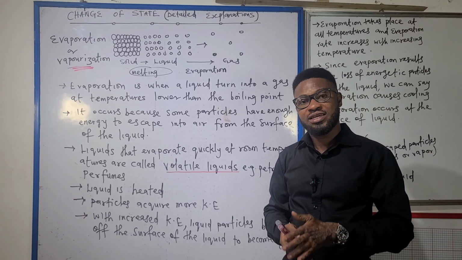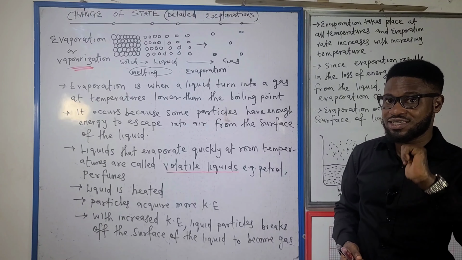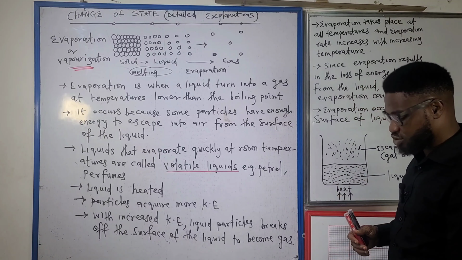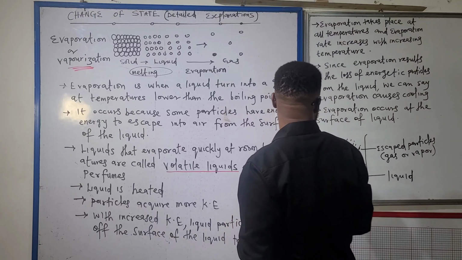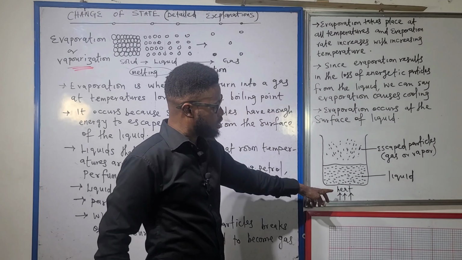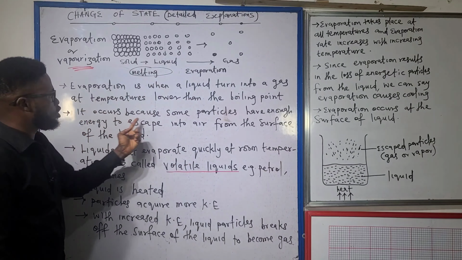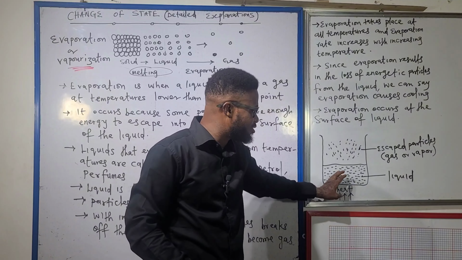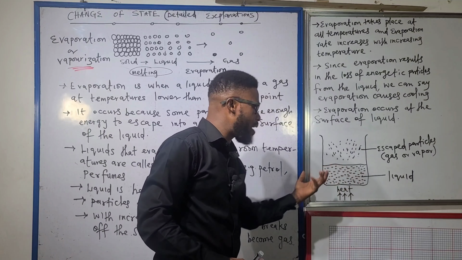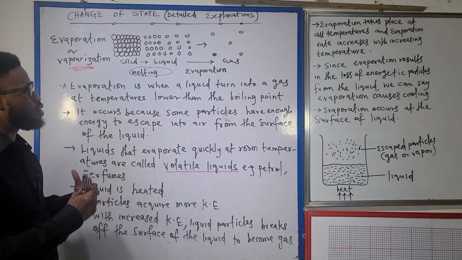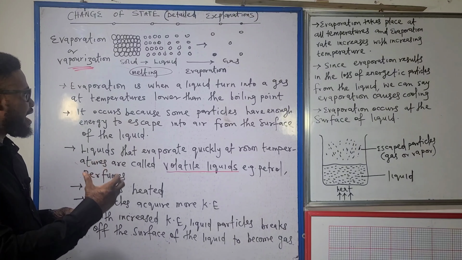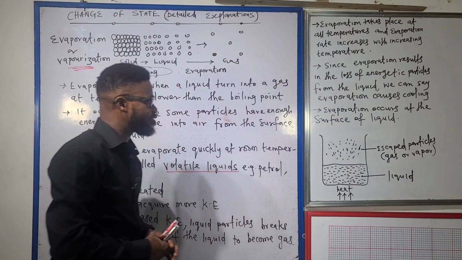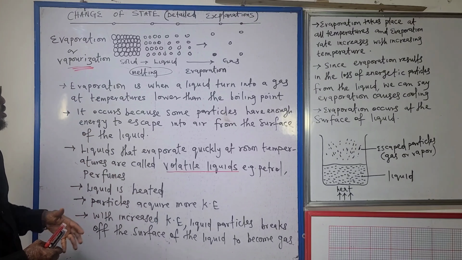That is, when liquid changes to gas, when that liquid had not yet reached its boiling point, then we call that process evaporation. Let's assume we have a liquid here. The moment we begin to heat the liquid, as we supply heat energy, the heat energy is going straight to the liquid particles. So some of those liquid particles are going to acquire very high kinetic energy, enough for them to break off the surface of the liquid, in which case we now call the process evaporation.